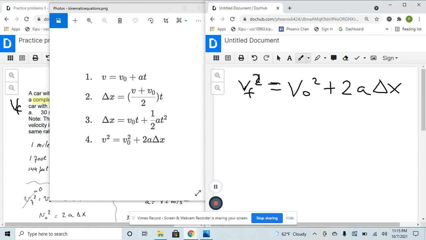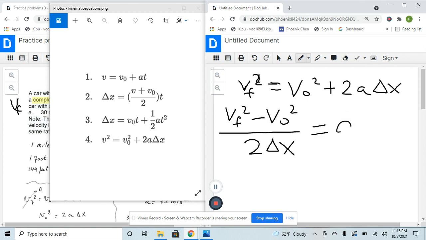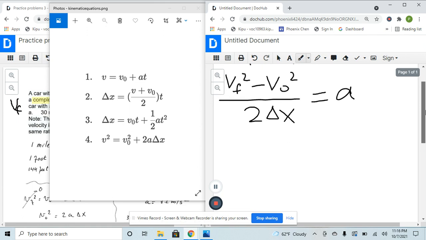Next, I'm going to move everything over to the other side so that we get a by itself, since that's what we're solving for. So we've got our final velocity squared that's already here. I'm going to subtract initial velocity squared from both sides, so that ends up on one side. And then I'm going to divide by 2 and divide by delta x. And then we're left with just acceleration by itself. So this is our equation for finding acceleration.